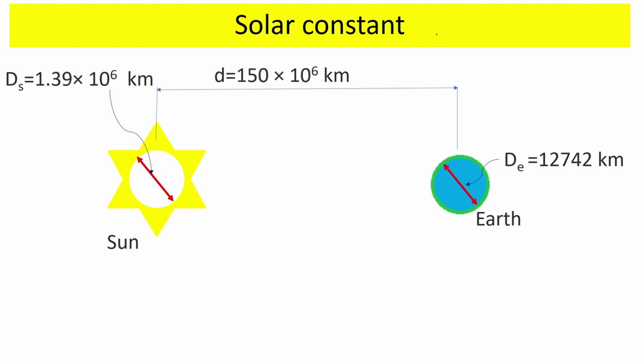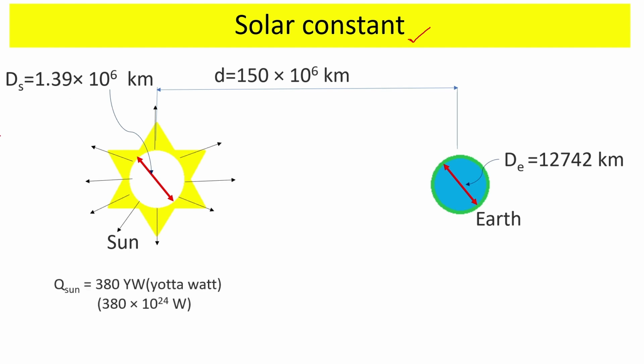Now we will discuss here about solar constant, which was our first question which I initially raised, that what is solar constant. We saw that the mean distance between the sun and the earth is 150 million kilometer, right? And the sun emits energy, and it emits 380 yotta watts. Yotta watt means 10 to the power 24 watts.